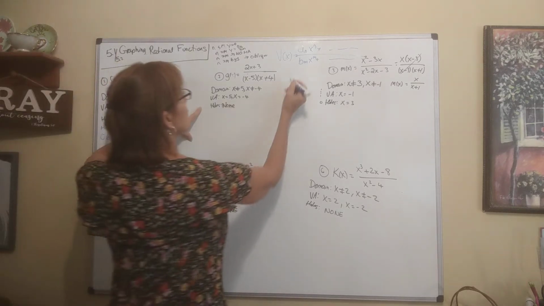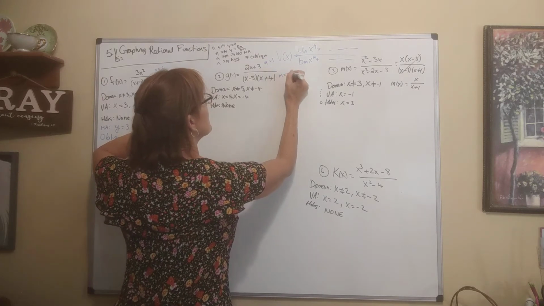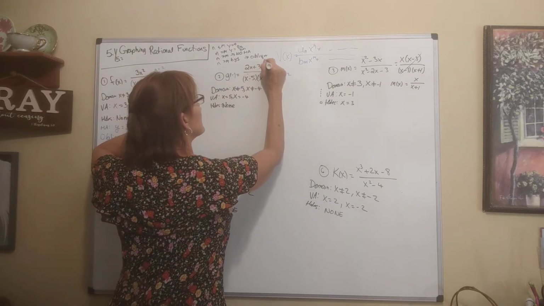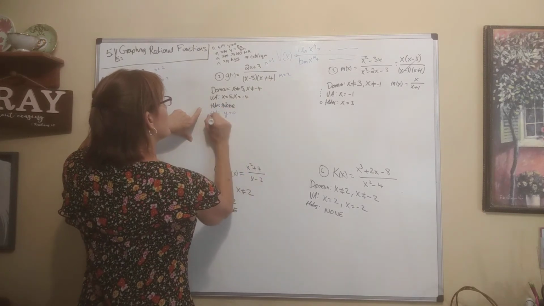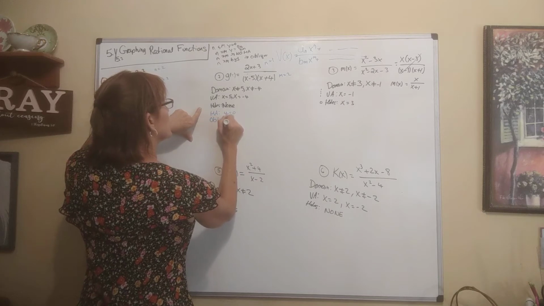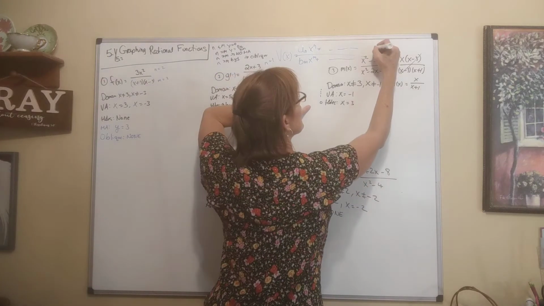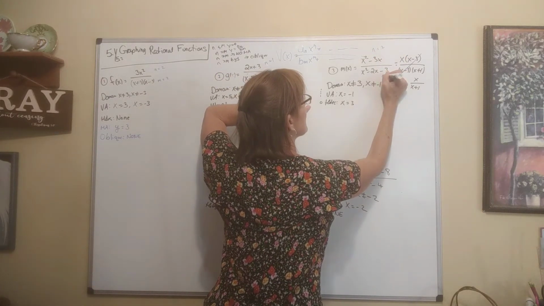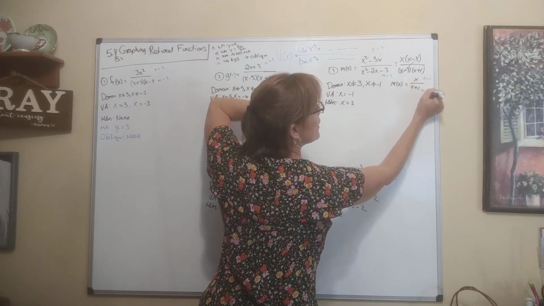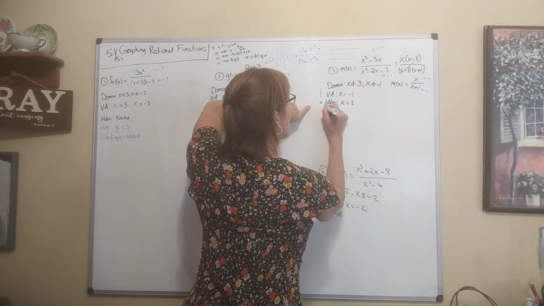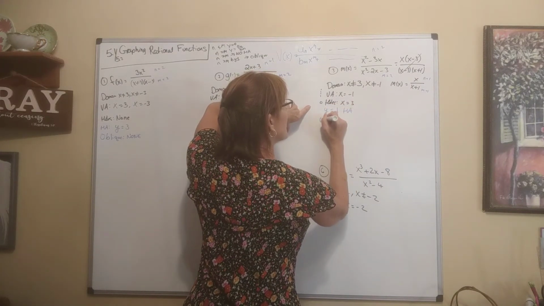Number 2, degree of the numerator N is 1, M is 2. N is less than M, so there is a horizontal asymptote. Y is 0. There is no oblique. Number 3, N is 2, M is 2. Or even in this case, reduced, N is 1, M is 1. They're the same degree, so y equals 1 over 1 is the horizontal asymptote. There is no oblique.